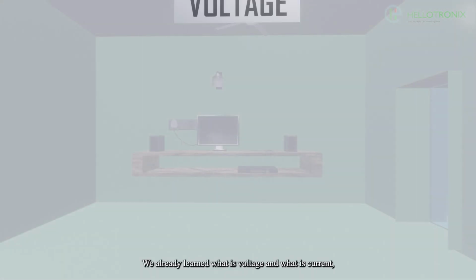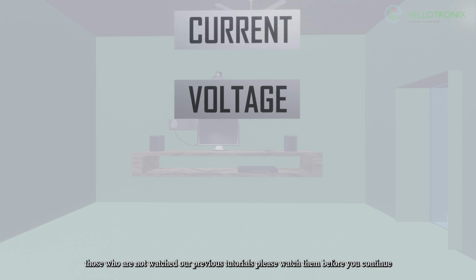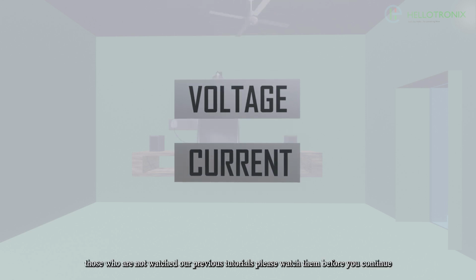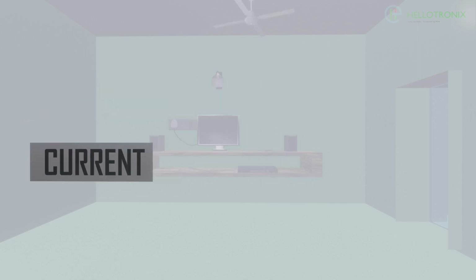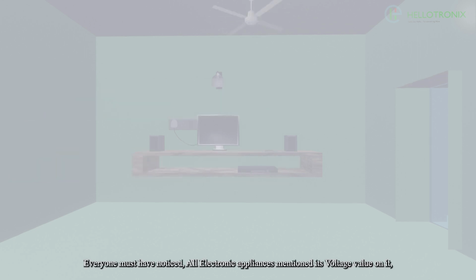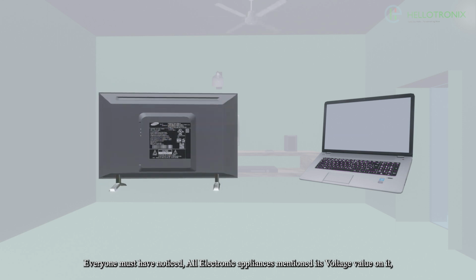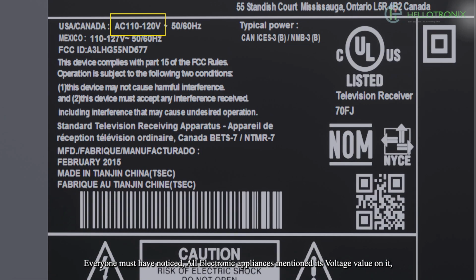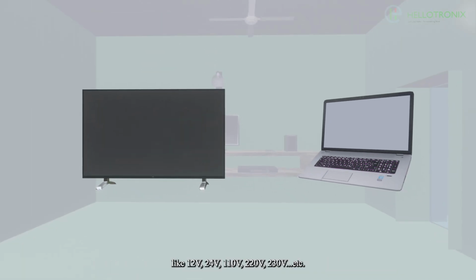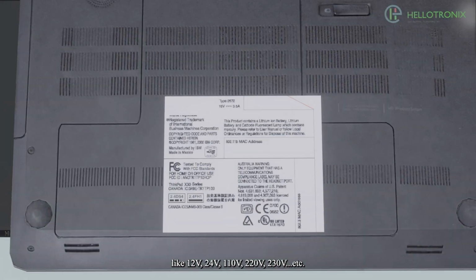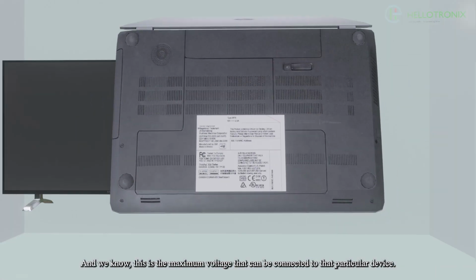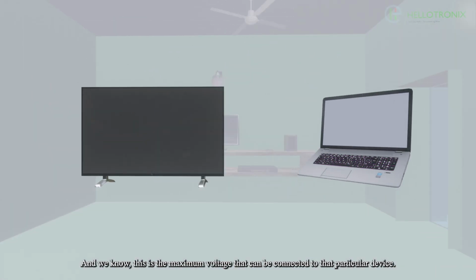We already learned what is voltage and what is current. Those who have not watched our previous tutorials, please watch them before you continue. Everyone must have noticed all electronic appliances mention their voltage values on them, like 12 volt, 24 volt, 110 volt, 220 volt, etc. And we know this is the maximum voltage that can be connected to that particular device.